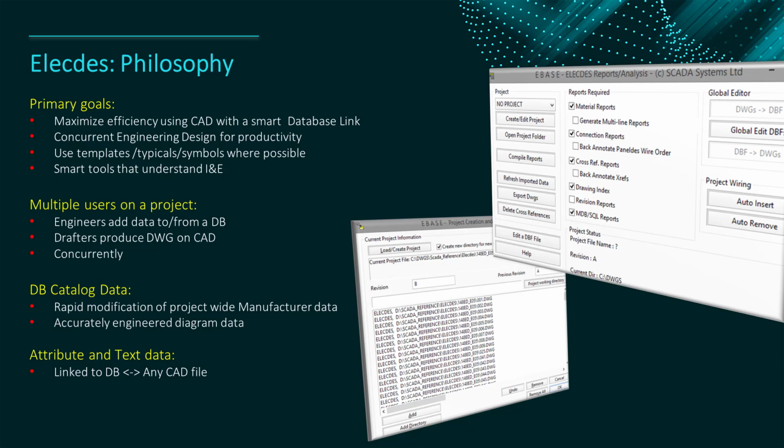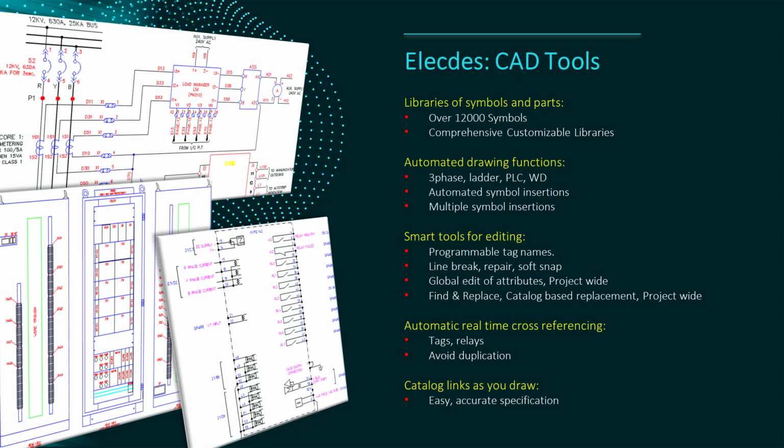Electez integrates tightly with the other modules of EDS, allowing instant access to database data and 3D modeling, including cable routing. The integration reduces the chances of errors, double handling and rework. Electez CAD tools include large symbol libraries and intelligent insertion, construction and editing tools to help assemble your circuit diagrams.